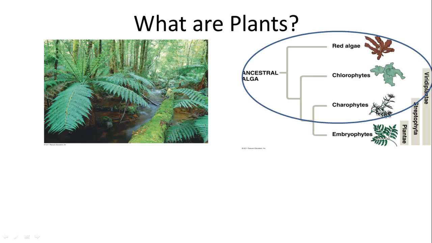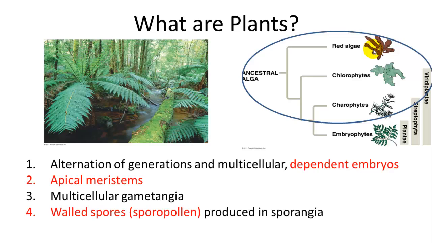phylogenetically, we can determine their relationship, which is structurally different than our algal species, which can photosynthesize. There are four main characters which are derived by plants, which separate them from our algal relatives. So first is they have alternation of generations and multicellular dependent embryos. They have apical meristems, multicellular gametangia, and walled spores with sporopollen, which are produced in the sporangia.